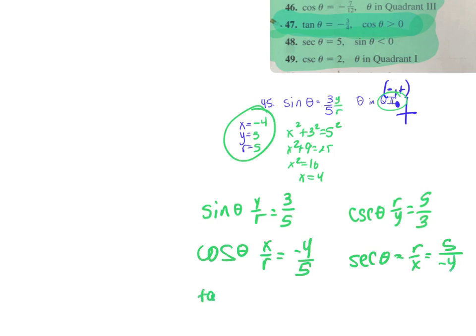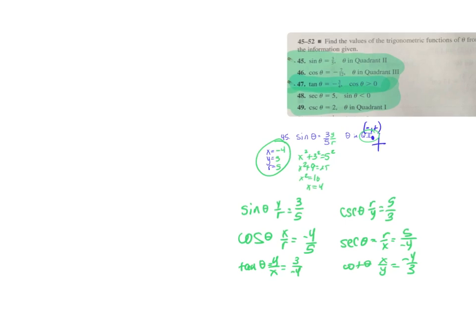Then I have tangent. Well, tangent of theta is y over x. So my y value is 3 and my x value is negative 4. Cotangent theta is x over y, so I have negative 4 over 3. And there's all 6 of our trig functions. Just have to pay attention to the information that they give you.